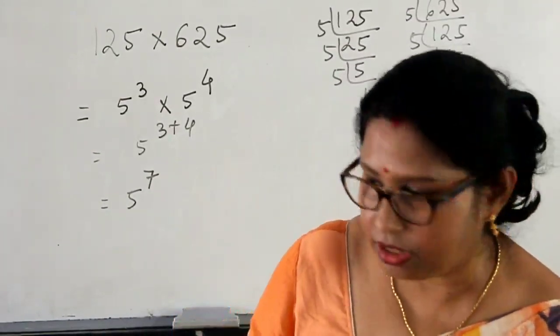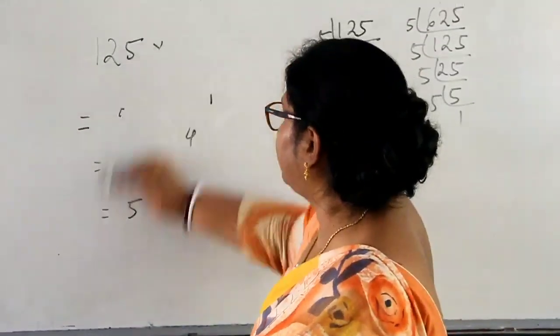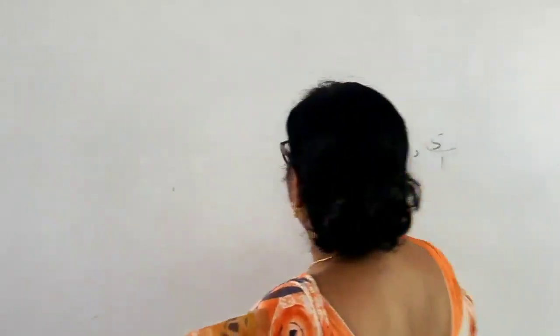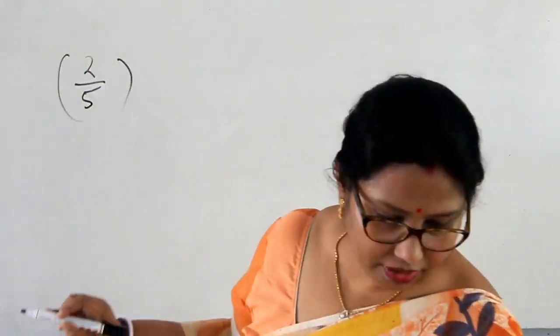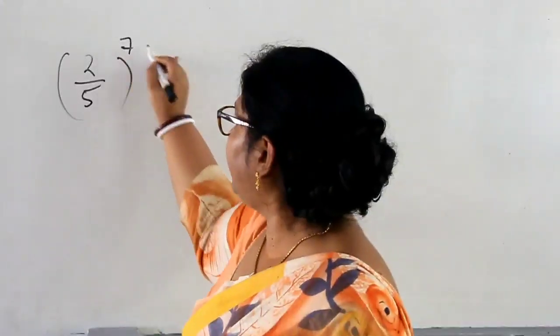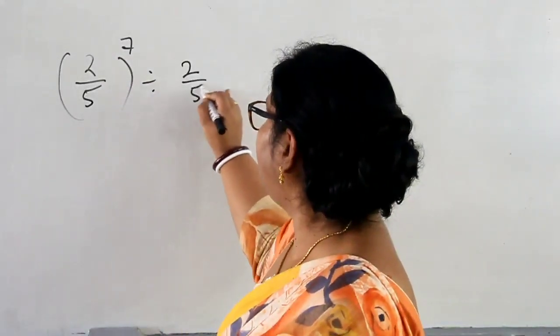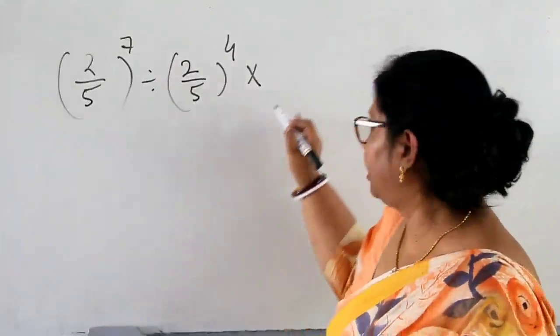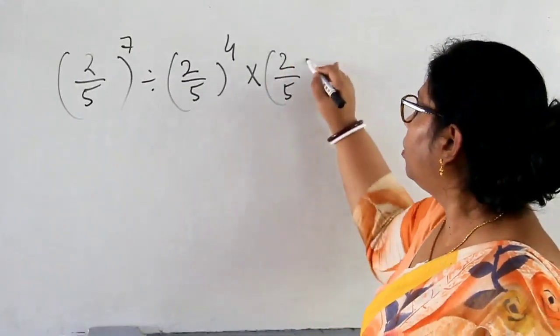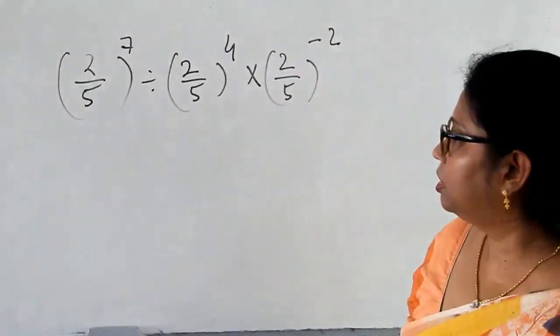Now one more sum which is given is a simplification. How to do that simplification using laws of indices. Taking that simplification: 2 by 5 whole to the power 7 divided by 2 by 5 whole to the power 4 into 2 by 5 whole to the power minus 2.